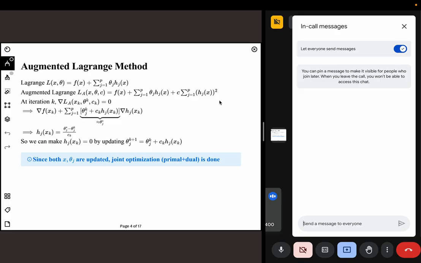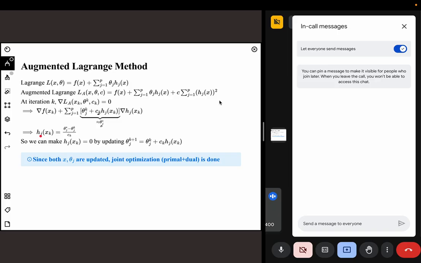The idea here is we use the Lagrange concept. So we take the normal Lagrange, f of x plus this term, and we also add the penalty term, the L2 penalty term here. If we couple these terms together, we have theta k plus C times h of x. What we try to do is estimate the C_k in such a way that this entire thing will approximate my original Lagrange multiplier theta j star. So then I can always equate this to theta j star.